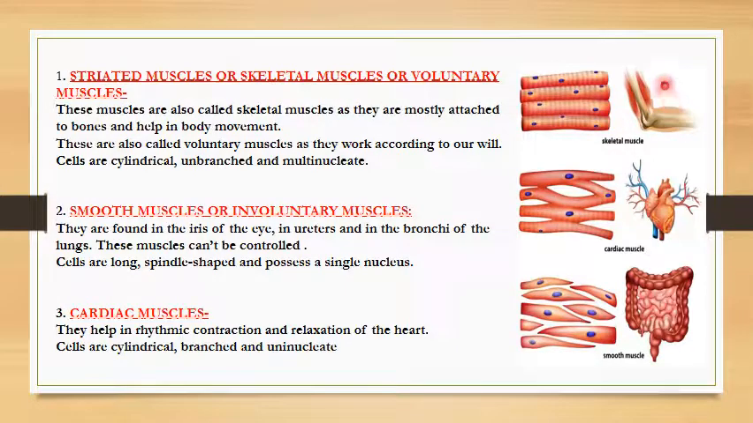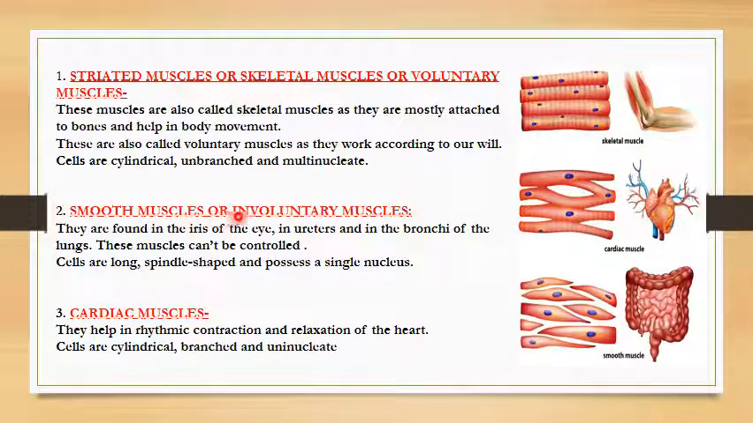Striated muscles or skeletal muscles or voluntary muscles. These muscles are also called skeletal muscles as they are mostly attached to bones and help in body movement. These are also called voluntary muscles as they work according to our will. Cells are cylindrical, unbranched and multinucleate.